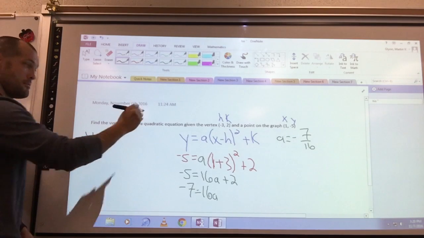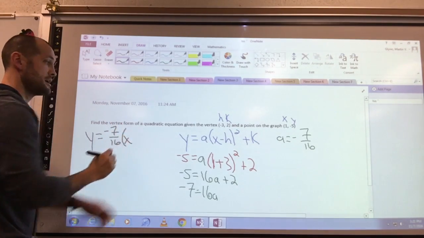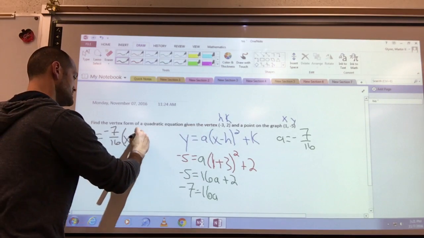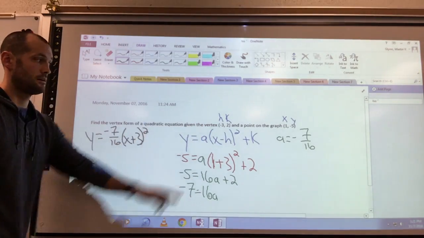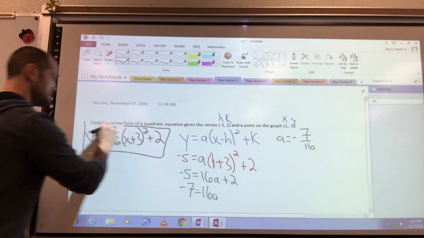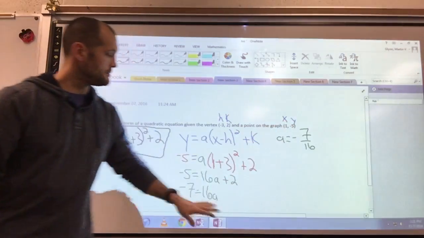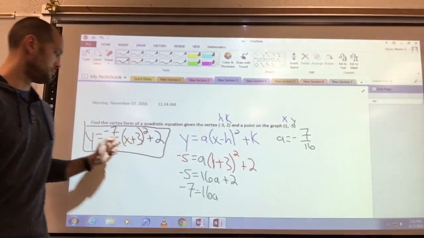y equals my a value, x minus h, which ends up being plus 3 quantity squared, plus the k value. Nice and easy. Plug in your h, k, x, y, solve for a, plug in a, h, k.